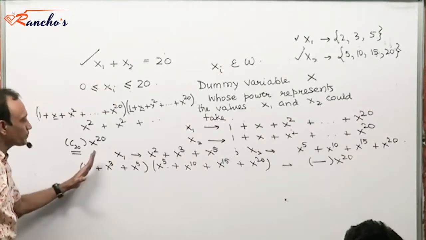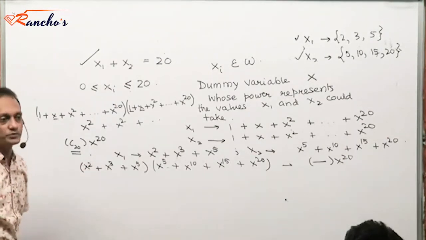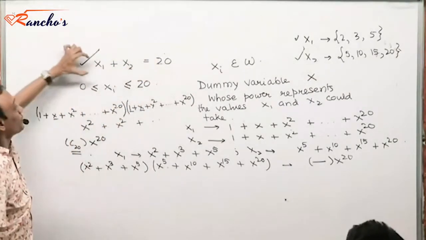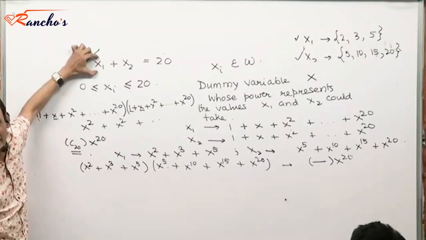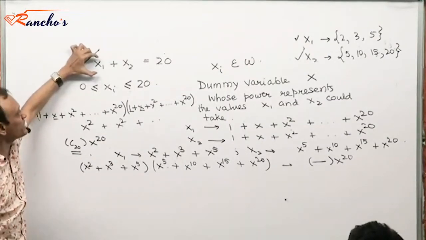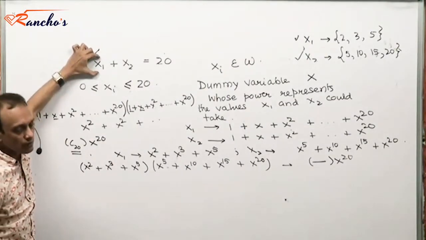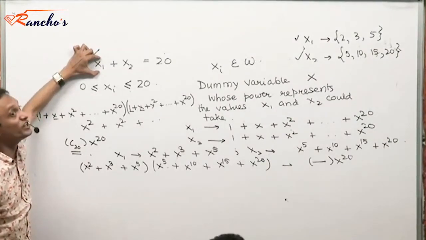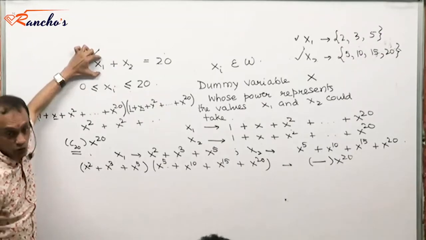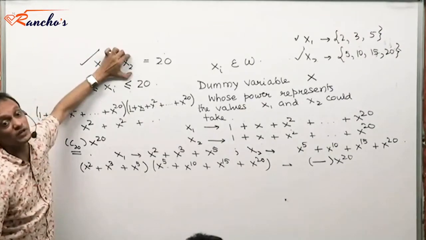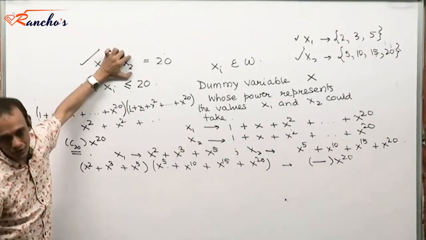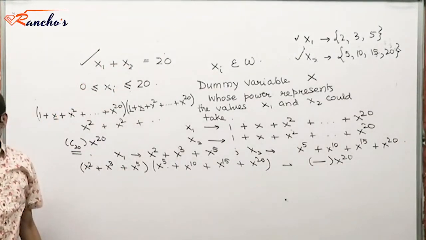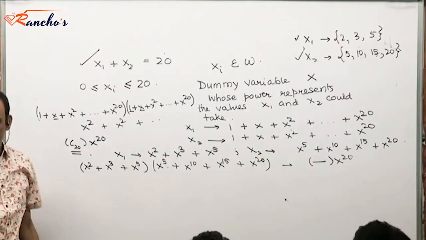So the powers should add up to the right hand side. A polynomial using a dummy variable would have to be constructed, and the various powers of x in that polynomial will represent the various values x1 can take. For the other polynomial, the various powers will represent the various values x2 could take, and so on and so forth. Yes or no?